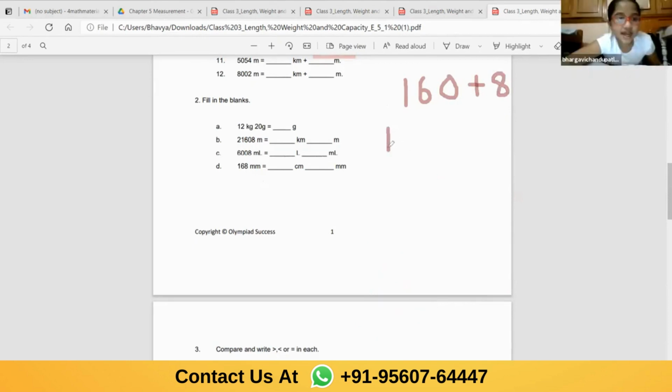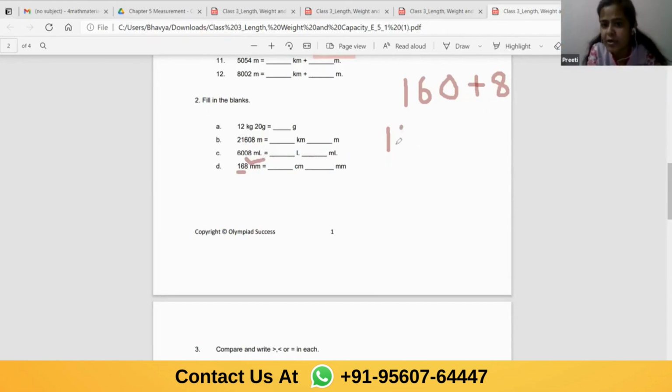The number is given as 168 and they are saying that we should split it in centimeters and millimeters. Correct. 1 centimeter is equal to 10 millimeters. Correct. So in the number, 8 is in the ones place, 6 is in the tens place. So 1 and 6 should be the centimeters and 8 should be the millimeters. That is correct. Absolutely right, Pran. You're getting it right.